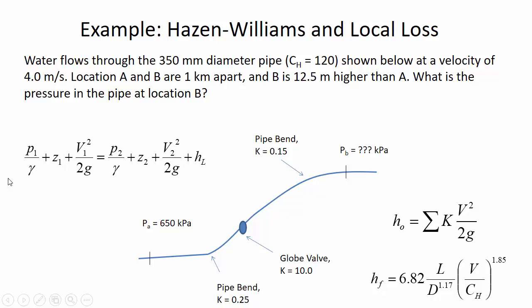So here in the energy equation, sometimes we get sloppy and write H sub F as the final term in the energy equation, but technically the losses include both the friction losses and the local losses. So this time we're going to be precise and keep track of the effect of both of those in order to predict what's the pressure downstream. So water is flowing from A towards B, and so location A is 1, and location B in this equation will be 2.